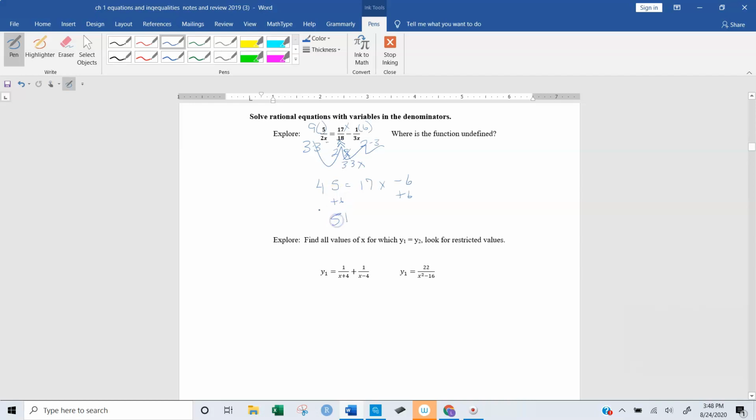So now 51, I should draw my line, equals 17x divided by 17. I'm out of room. X equals 3.